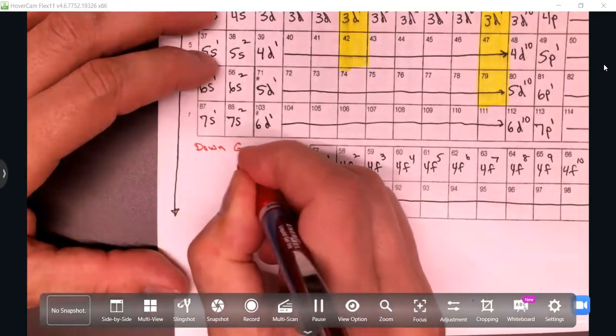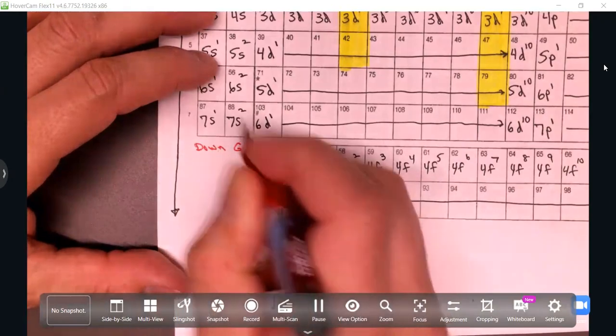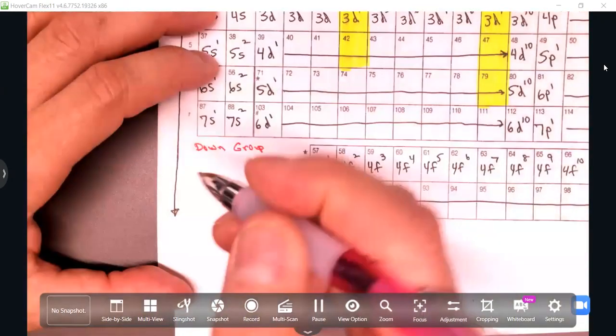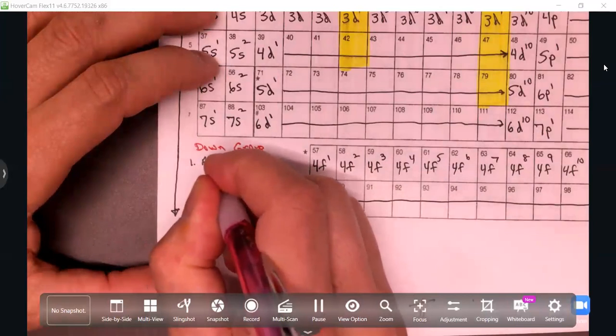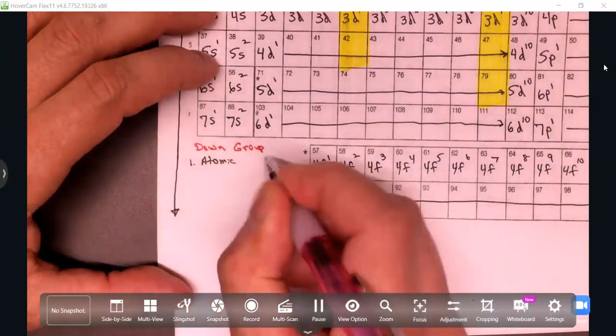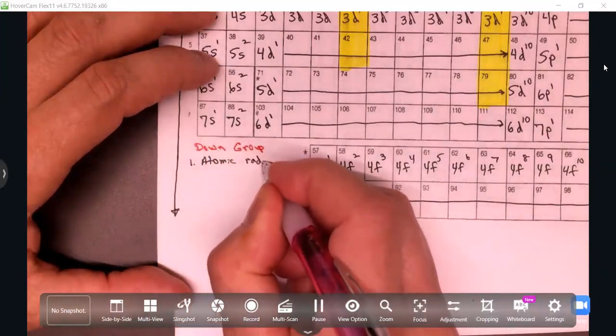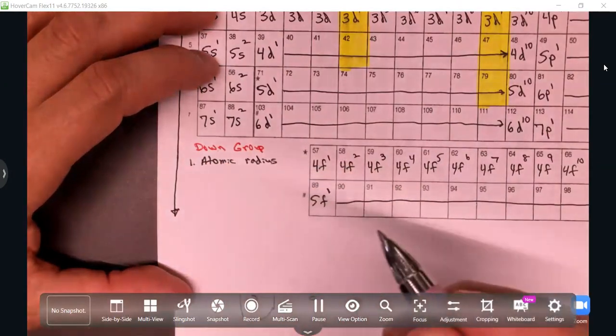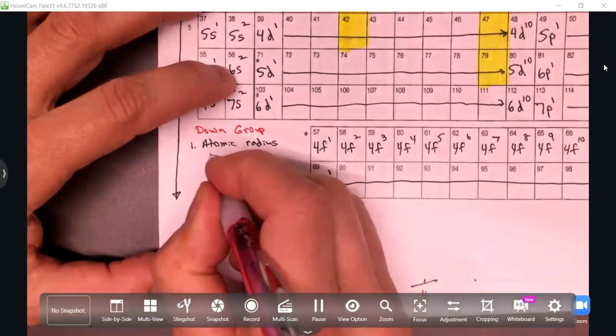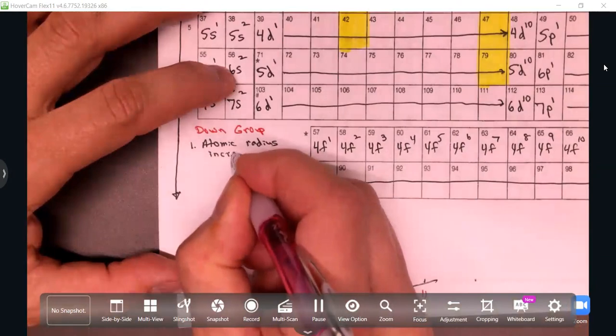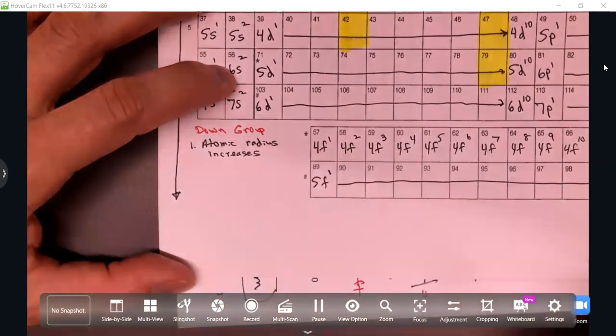Down a group, atomic radius increases. It has to increase. You're adding more energy levels. That's just the radius of the atom.